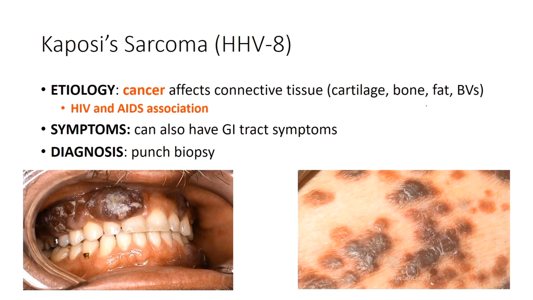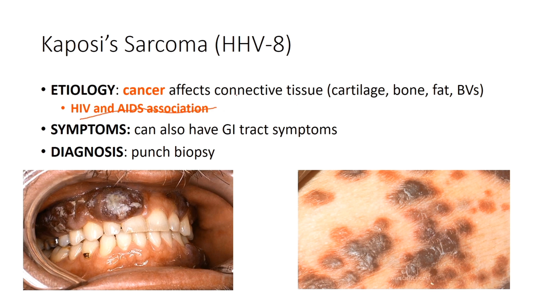So some nodular lesions like Kaposi sarcoma, we talked about this earlier, is HHV8. This is something you need to differentiate from your bacillary angiomatosis caused by Bartonella henselae, which is your cat scratch disease. So this occurs in HIV and AIDS patients.